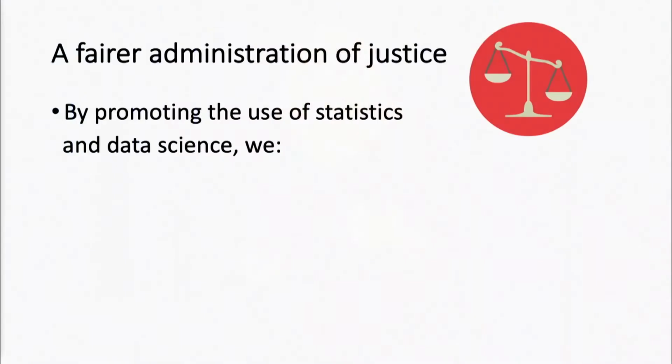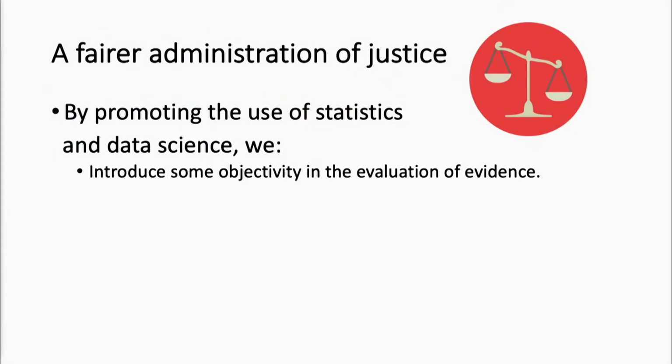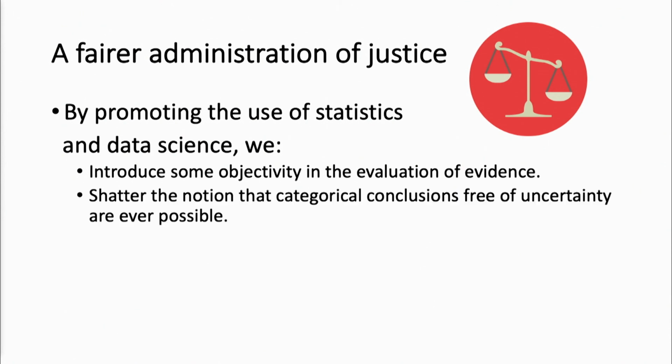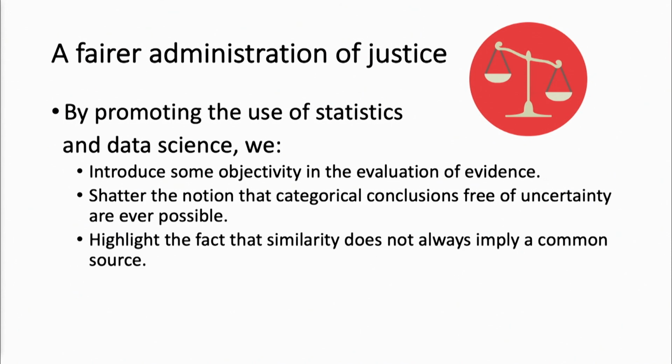So can we help create a fairer system, improve the administration of justice? We can. So we need to promote the use of statistics and data science to reach many objectives, right? First, we need to introduce some objectivity into the evaluation of evidence. This business of I know a match when I see one should not stand. Shatter the notion that you can make a categorical decision with absolute certainty. That cannot be done. And of course, highlight the fact that similarity doesn't imply same source.